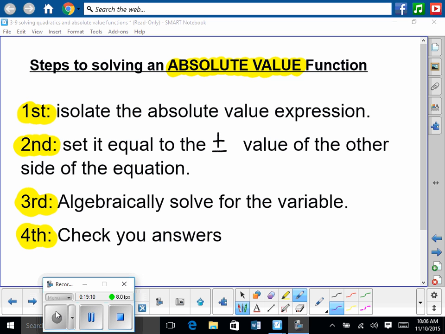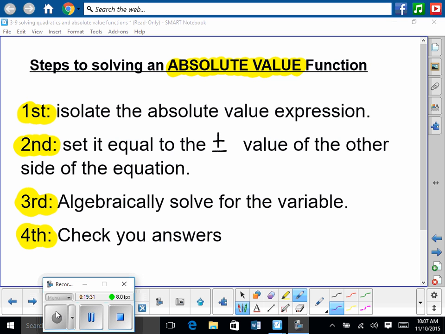Second, you'll set it equal to the plus and minus value of the other side of the equation. Because with absolute values, guys, it's just talking distance. Absolute value means what's the distance, and on the real number line here, if you're going positive 13, that's just distance 13. So you've got to do the positive 13 and the negative 13. Anyways, that's why that works.